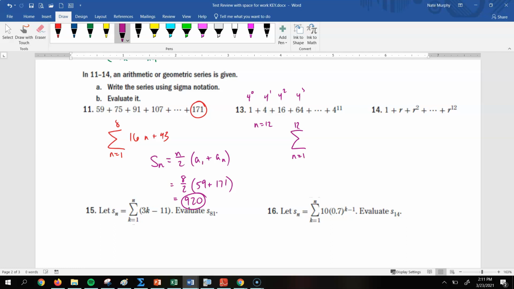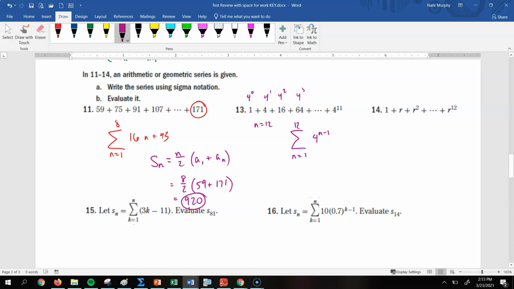So this is a geometric series because, again, we're multiplying, going from 1 to 4 to 16 to 64. So you can see your constant ratio is just 4. So our explicit formula would be 1, which really doesn't matter, times your constant, which is 4, to the n minus 1 power. So that would be the equation that would give us those values.